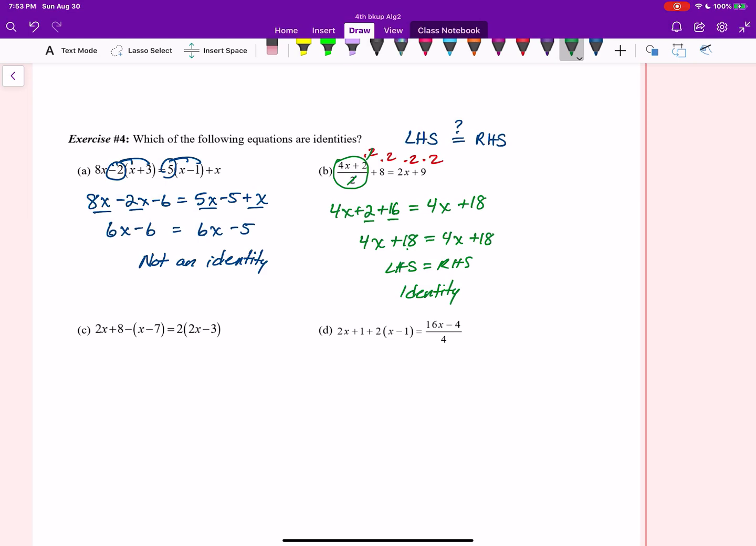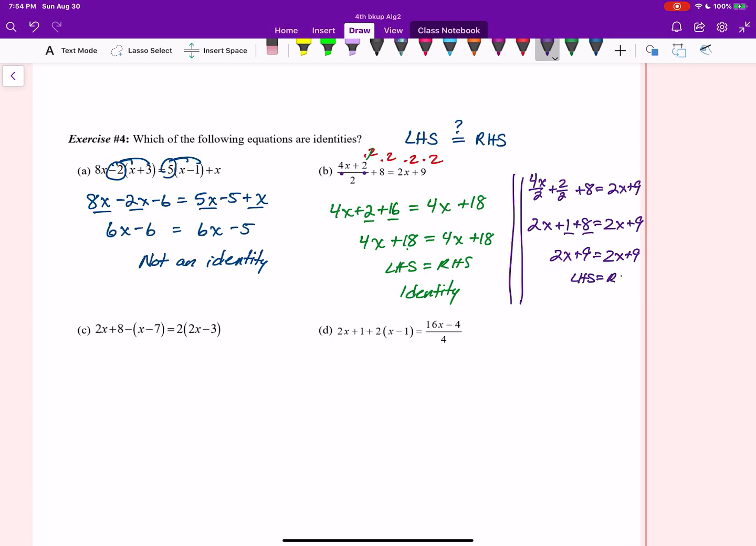So there is another way of going about this one in particular, because that original fraction here, each term of the numerator is divisible by 2. So I can take 4x and just break this fraction up into 2. 4x over 2 plus 2 over 2 plus 8 equals 2x plus 9. And 4x divided by 2 is 2x, and 2 divided by 2 is 1. And combining like terms, we get 2x plus 9 equals 2x plus 9. Identical. So that's just an alternate way of simplifying the equation here in B.